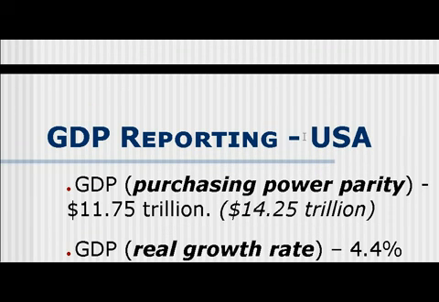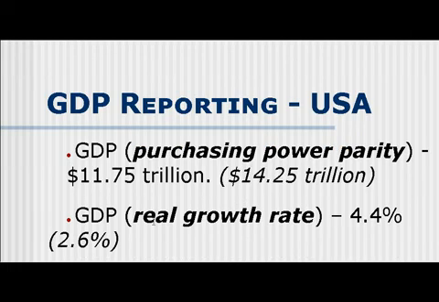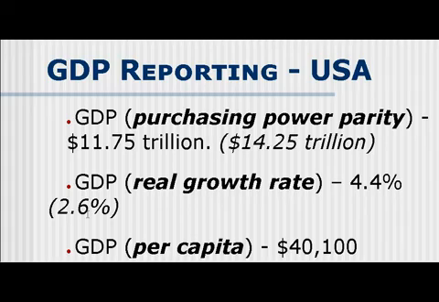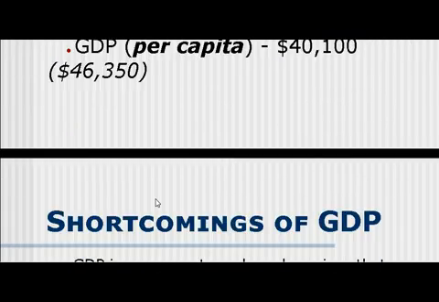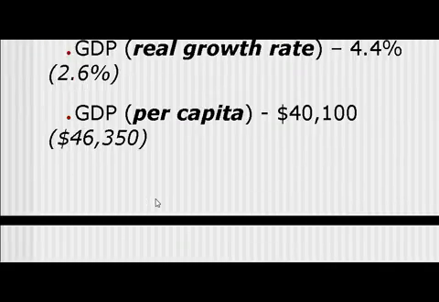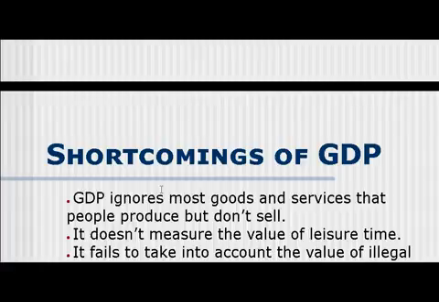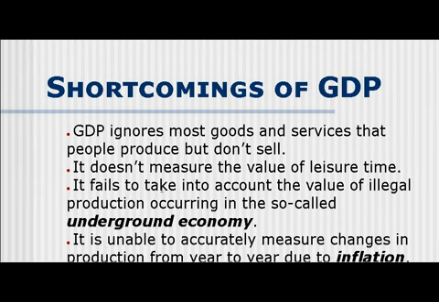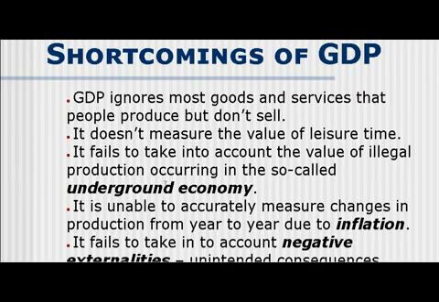So, GDP reporting sa USA, tingnan natin. Purchasing power parity, 11.75 trillion or 14.25 trillion. GDP real growth rate, 4.4 or 2.6% per capita. So, mamaya tingnan natin kung paano na-compute lahat ng yan, kung paano siya nag-come up sa ganyan. Siyempre, may shortcomings ng GDP.